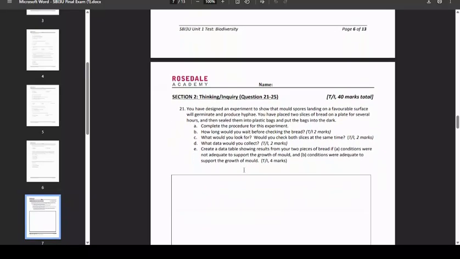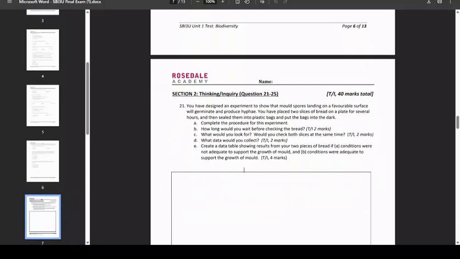You have designed an experiment to show that mold spores landing on a favorable surface will germinate and produce hyphae. You have placed 2 slices of bread on a plate for several hours and sealed them into plastic bags and put the bags in the dark. Complete the procedure for the experiment. How long would you have to wait before you check the bread? What would you look for? Would you check both slices at the same time? What data do you collect? Create a data table showing results from your 2 pieces of bread. A, the conditions were not adequate to support the growth of mold. B, the conditions were adequate to support the growth of mold.